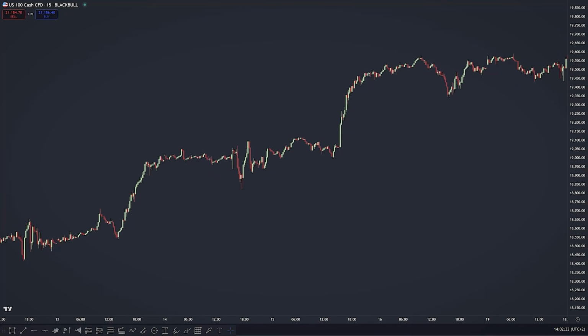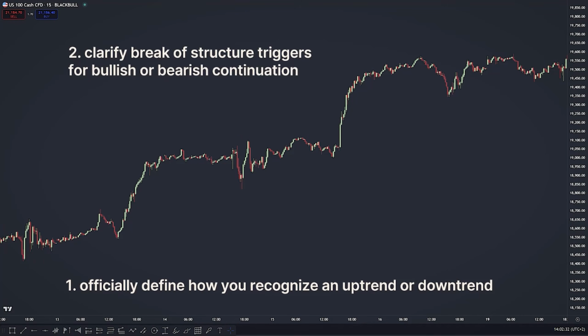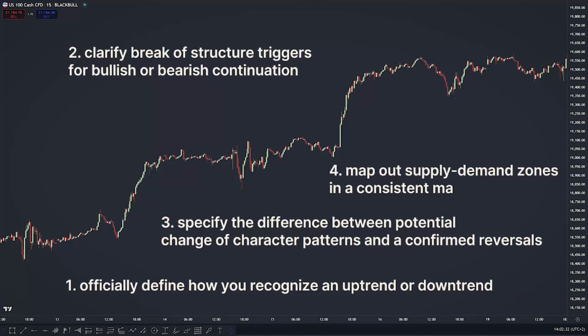Here are some rules. First, officially define how you recognize an uptrend or downtrend. Second, clarify break of structure triggers for bullish or bearish continuation. Also, specify the difference between potential change of character patterns and the confirmed reversals. And try to map out supply-demand zones in a consistent manner.